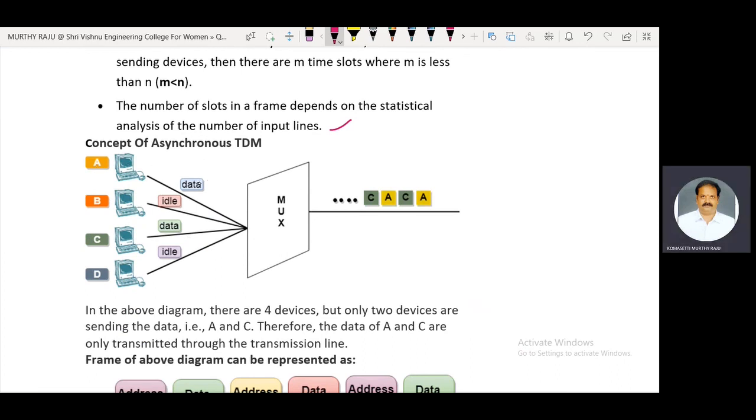This is the device having data. B does not; B didn't have any data. Idle one. C has data. D didn't have any data. Therefore, in the multiplexer, time slots are allocated to devices A and C only. Therefore, these two data are combined, A, C, like that.